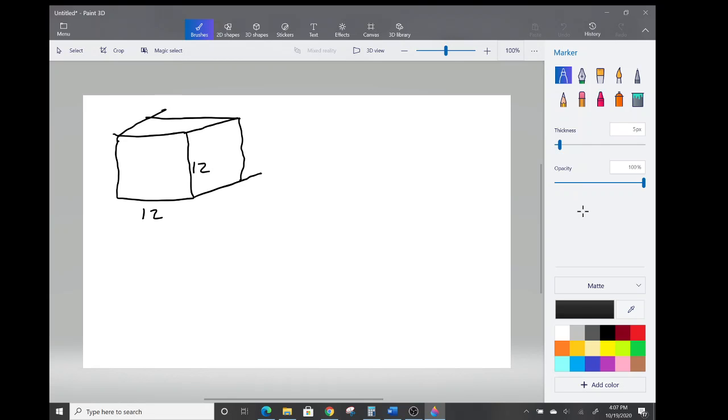That's a pretty crummy drawing, but that's all right. You get the idea. And we're going to say this is 18. And it's all in inches.